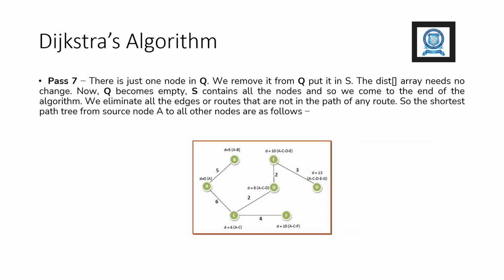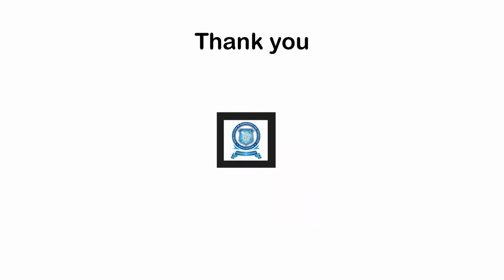In pass 7, there is just one node in Q. We remove it from Q and put it in S. The distance array needs no change. Now Q becomes empty, S contains all the nodes, and so we come to the end of the algorithm. We eliminate all the edges that are not in the path of any route. So the shortest path tree from source node A to all other nodes is as follows. Thank you.